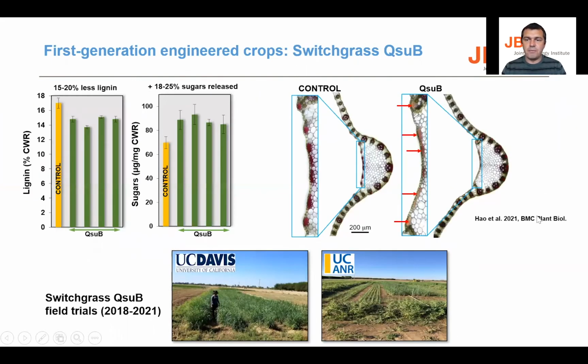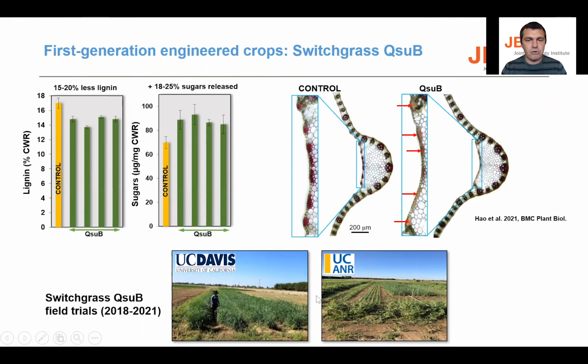This year, we published the effect of having QsuB in switchgrass and other potential bioenergy crops. So QsuB switchgrass also has less lignin, which is particularly obvious on leaves. If you see here the lignin stained in red with phloroglucinol, you see a reduction in the staining on some leaves of the QsuB transgenics. This plant also shows higher sugar yield after saccharification. And we are also in the process of analyzing samples from the field.